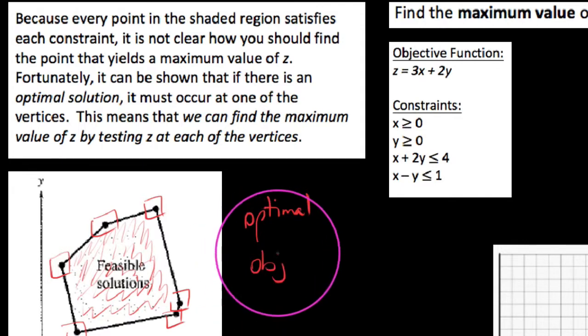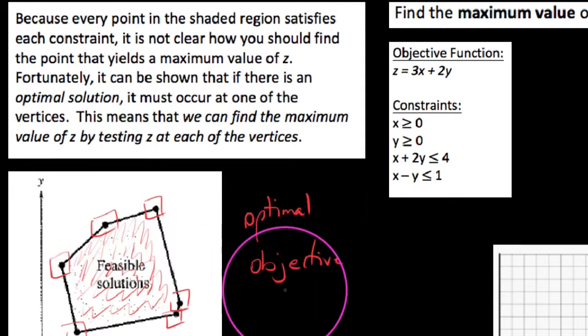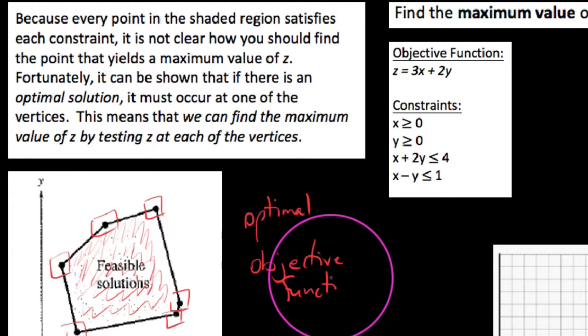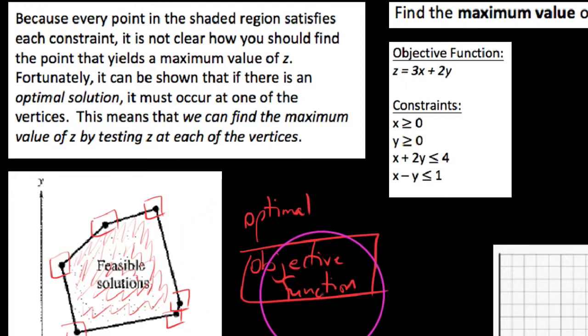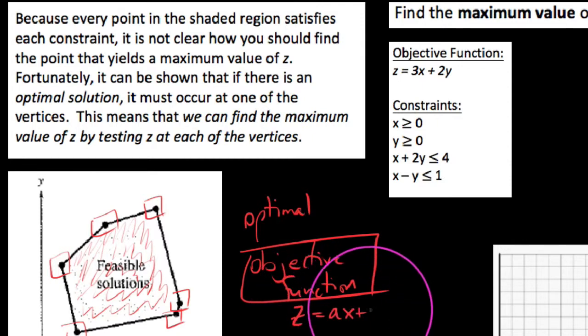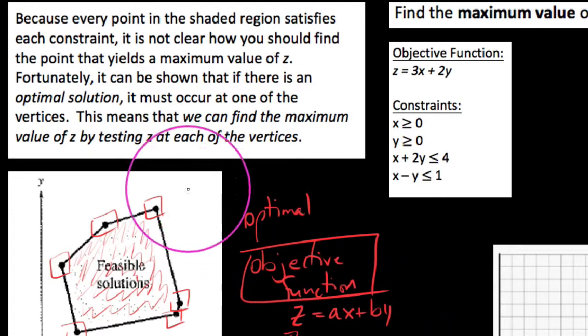So when we talk about an objective function, these are functions that represent costs or profit or anything that we're trying to maximize or minimize. In this video at least, objective functions are defined as z equals ax plus by or something like that. But this is the thing we're trying to make as big or as small as possible.